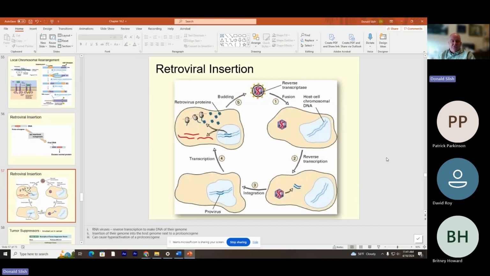Here's your retroviral lifespan here. The virus enters the cell, releases its RNA. From the RNA, it makes reverse transcriptase to make the DNA. DNA inserts into the genome, and again, if it's right next to an important gene, it could turn that gene on.